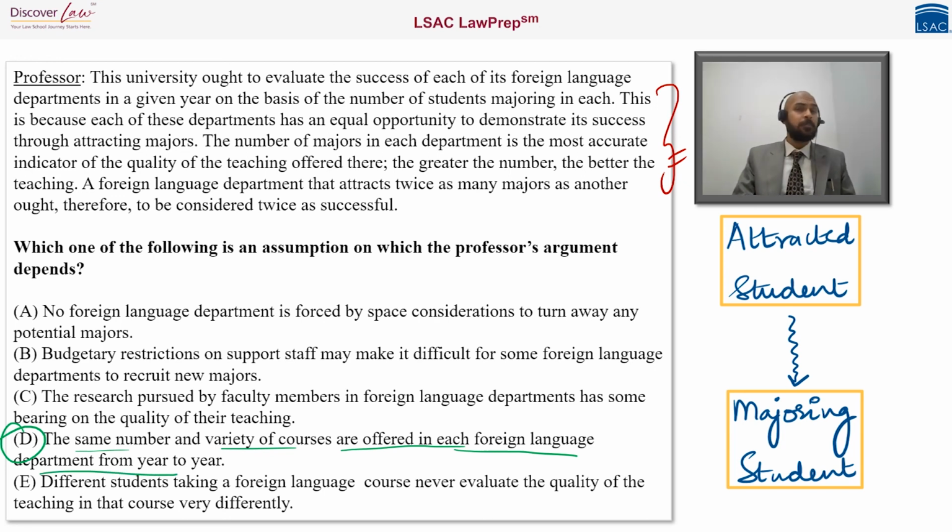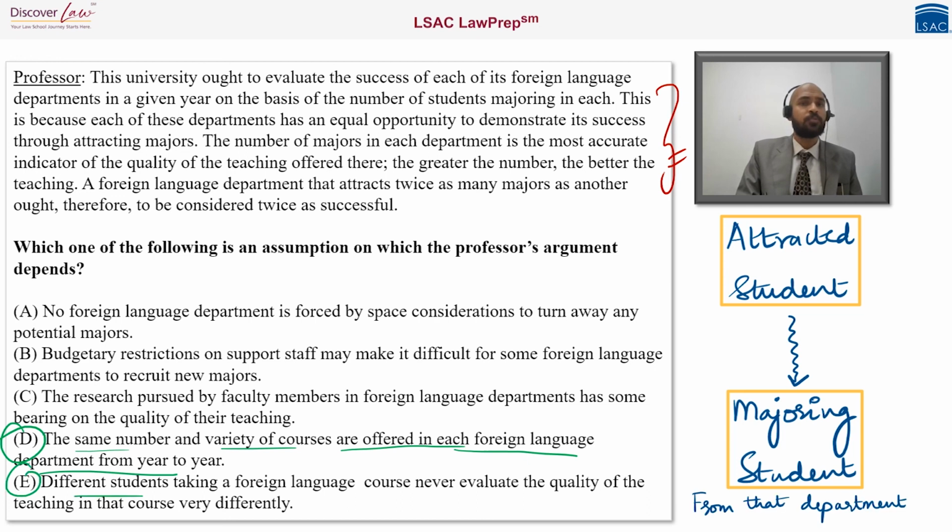Doesn't help. E. Different students taking a different foreign language never evaluate the quality of the teaching in that course very differently. Doesn't help. Let's look at A, which is the right answer.